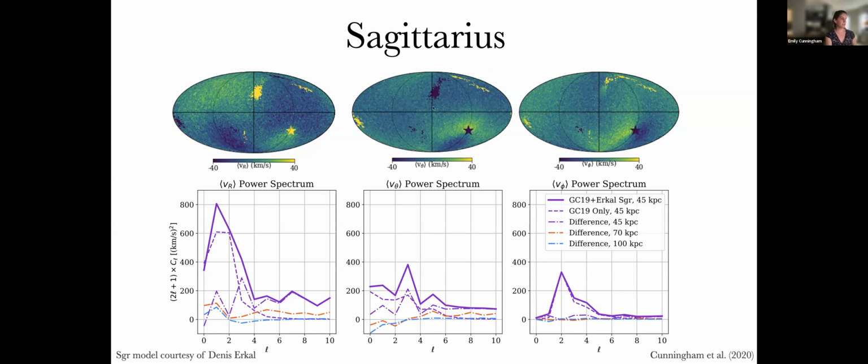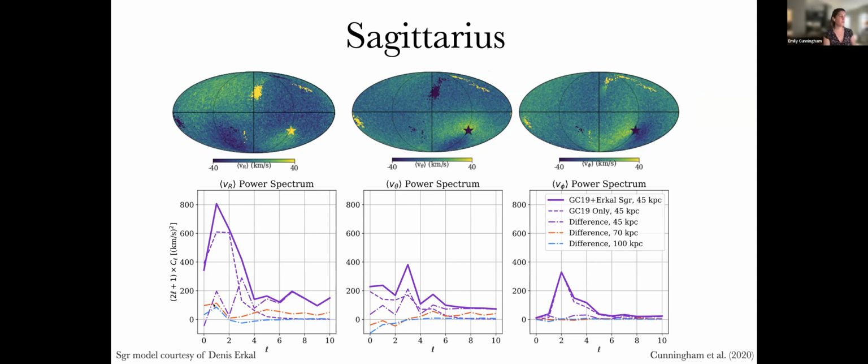So here I'm showing you again the three components of motion, three maps for the LMC with the Sagittarius model painted on. And the Sagittarius model I'm showing you here is from Dennis Erkal. On the bottom panels, I'm showing you the power spectrum. The solid line shows the power spectrum combining Sagittarius and the LMC. The dotted line shows the LMC only, and the dot dash line shows the difference between the two models. First, I just want to say that for the difference between the two models, I'm only showing you the differences for 70 and 100 kiloparsecs because the signal is so much stronger for the LMC only.